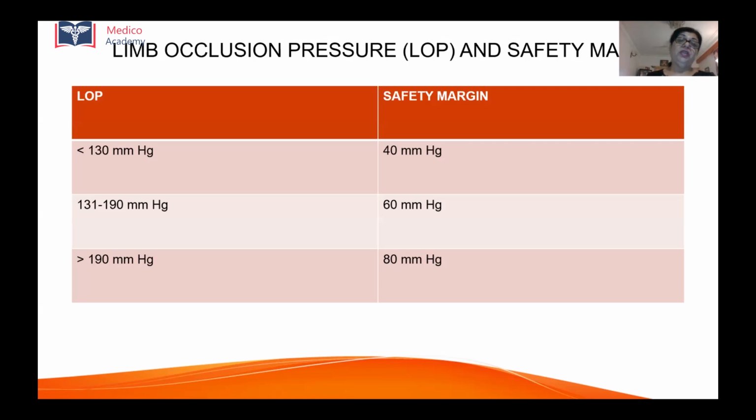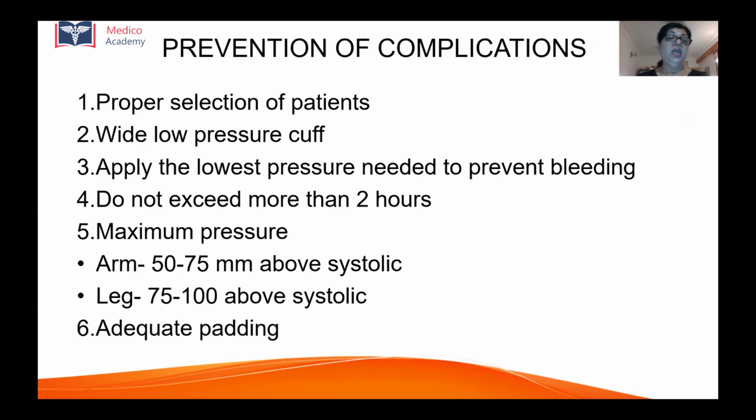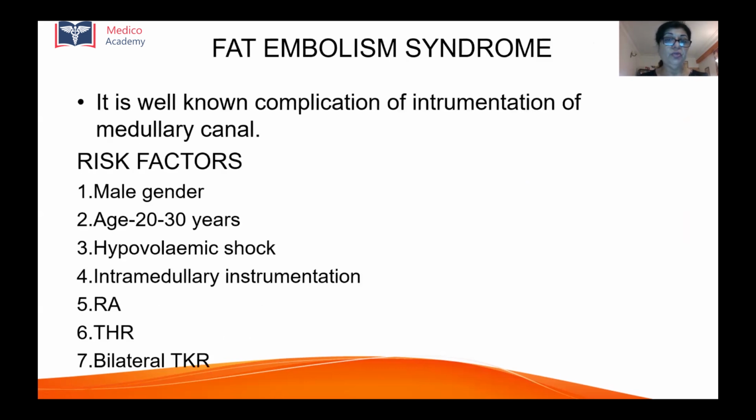Now, what is the safety relation between the limb occlusion pressure and safety margin? If it is less than 130, the safety margin is 40. Between 131 to 190, the safety margin is 60. And more than 190, the safety margin is 80. How do you prevent these complications of tourniquet? Proper selection of patient, wide low pressure cuff, apply the lowest pressure needed to prevent bleeding, do not exceed more than 2 hours, maximum pressure in the arm 50 to 75 millimeters above systolic, and in the legs 75 to 100 above systolic, and adequate padding should be there.